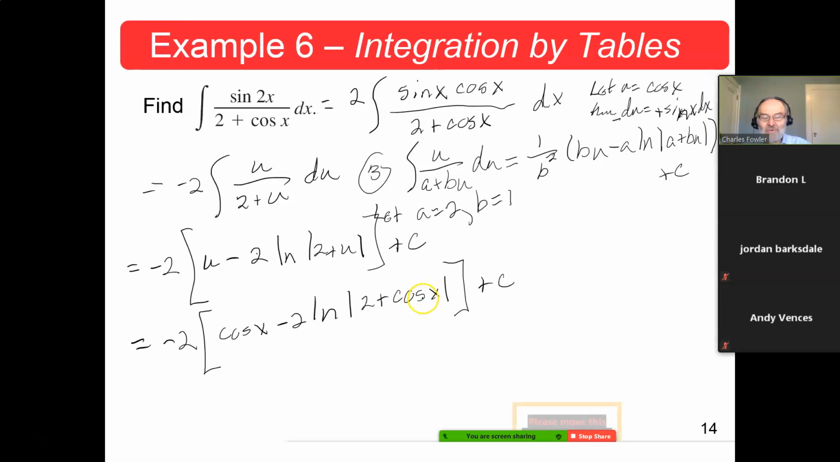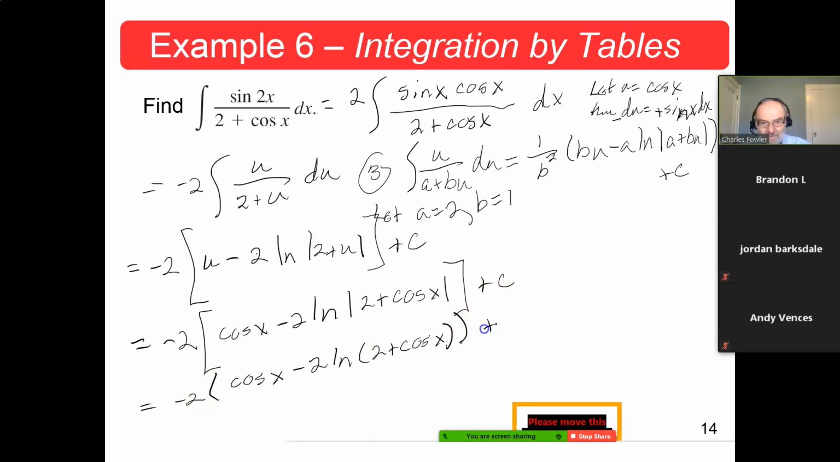Now, actually, cosine is never, ever less than -1. So 2 plus the least value, which is a -1, is always positive. So we can lose the absolute value bars. I'm going to drop from brackets to parentheses: cosine x minus 2 times the log of 2 plus cosine x, and then close that outer parentheses, plus c.